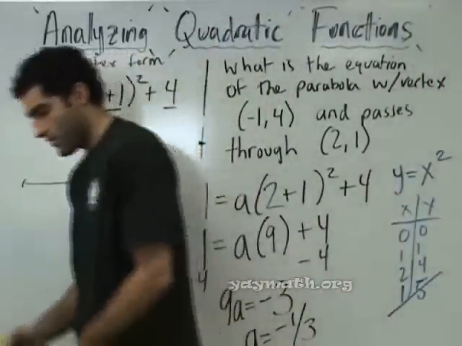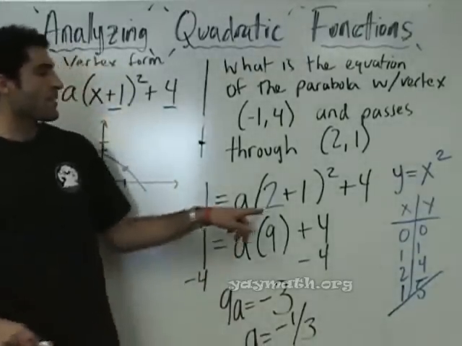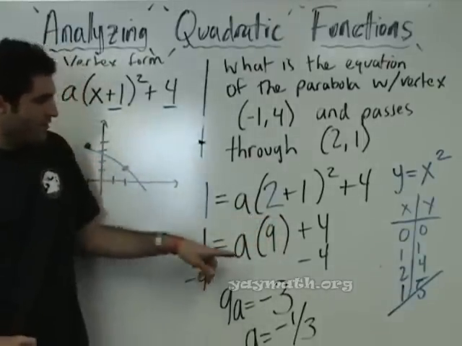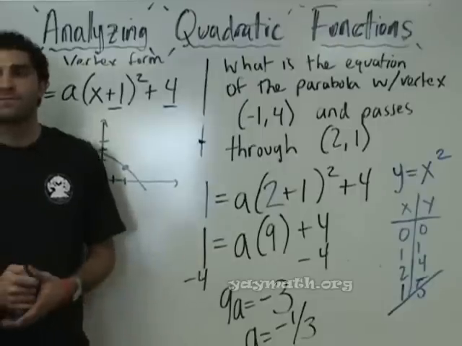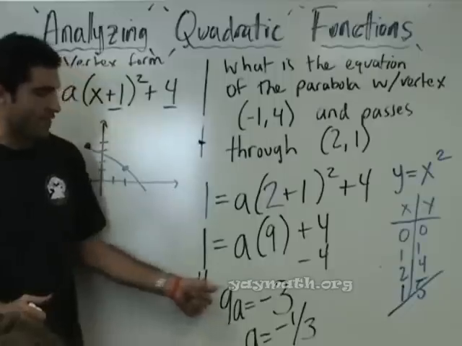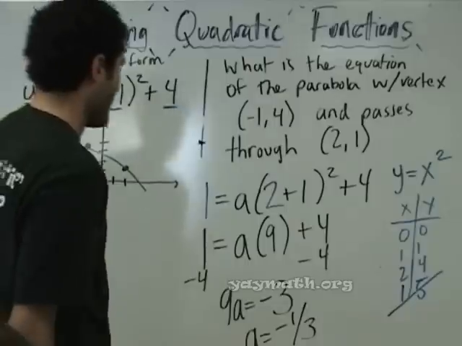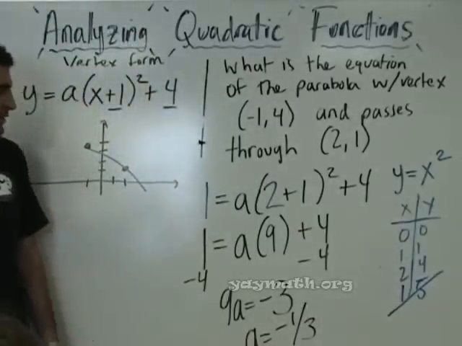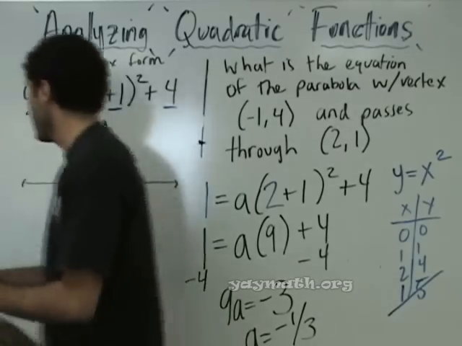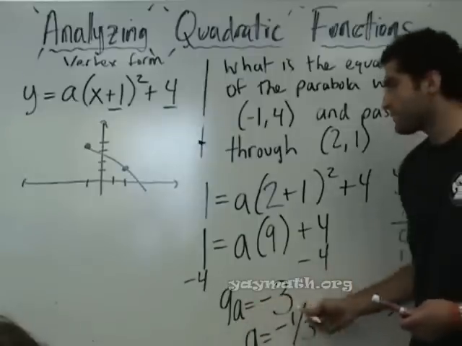Yes, please, question. How did you get that? So we plugged in 2, right? No, I mean after you subtracted 4. Subtract 4, so a times 9 is 9a, right? 9a equals -3 because 1 minus 4 is -3. Is that legible? It's kind of at an angle. All right, so now we solve, a is -1/3, so we're done. Divide both sides by 9.